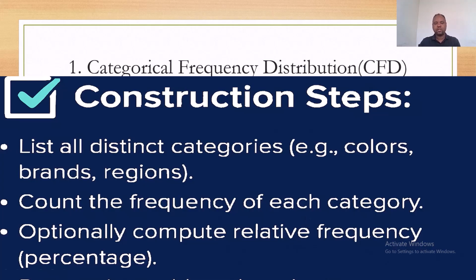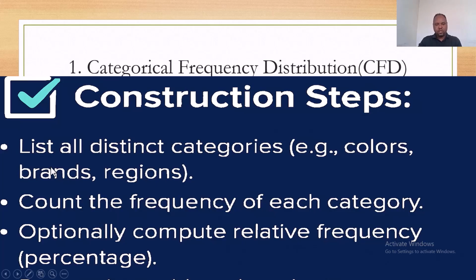Well, the first step is listing all distinct categories. If our data is about colors, it may be red, black, white, yellow, blue. If we have a raw data set consisting of these colors, the first step is identifying all distinct categories. If we have 4 colors, blue, red, white, black, we identify 4 colors. Then the second step is counting the frequency of each category. How many reds are there? How many blacks? How many whites? How many yellows?